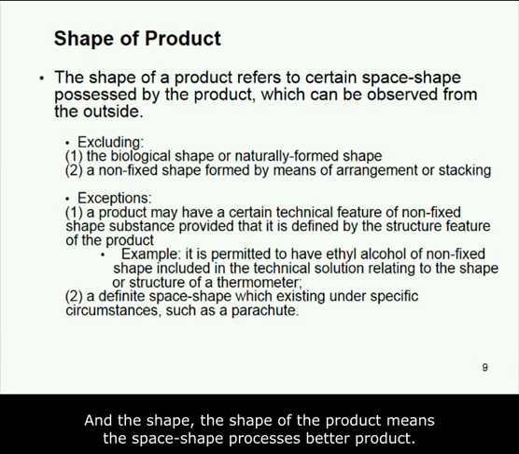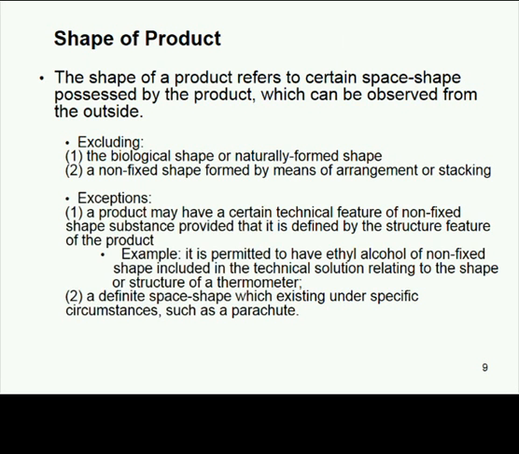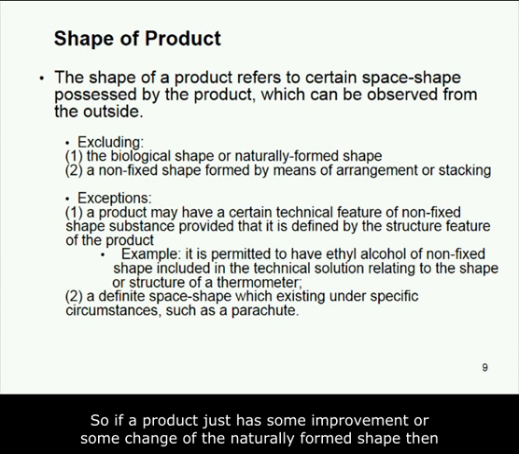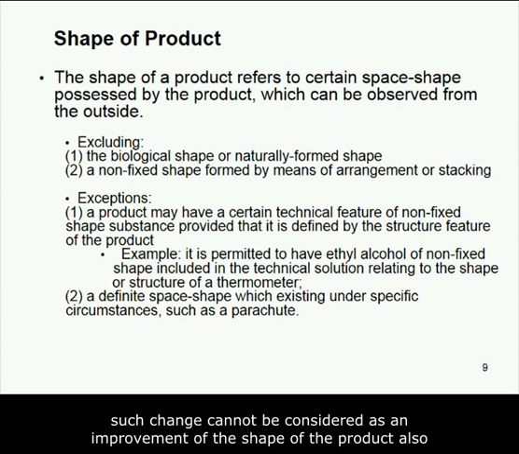And the shape of the product means the space shape possessed by the product. People can see it from the outside. But a biological shape or naturally formed shape is not the shape of product we're talking about now. So if a product just has some improvement or change of the naturally formed shape, then such change cannot be considered as the improvement of the shape of product.